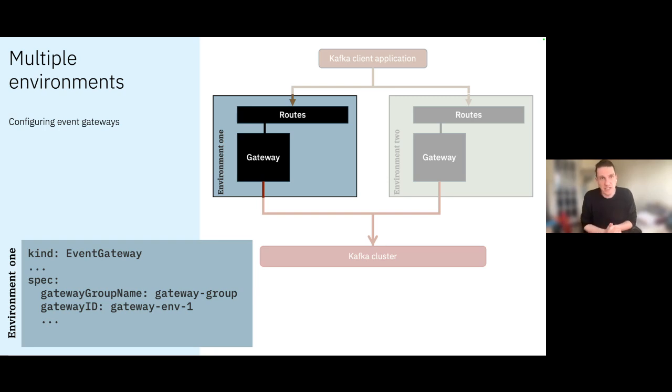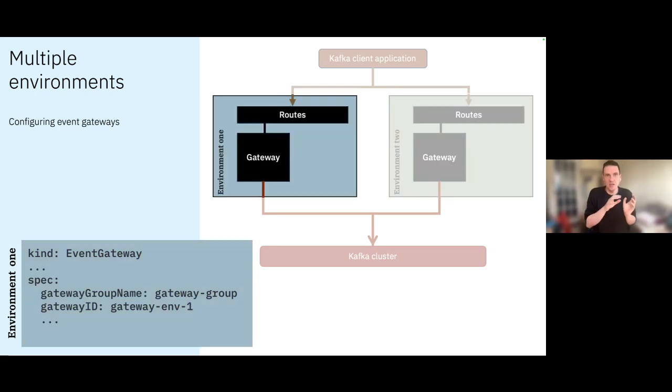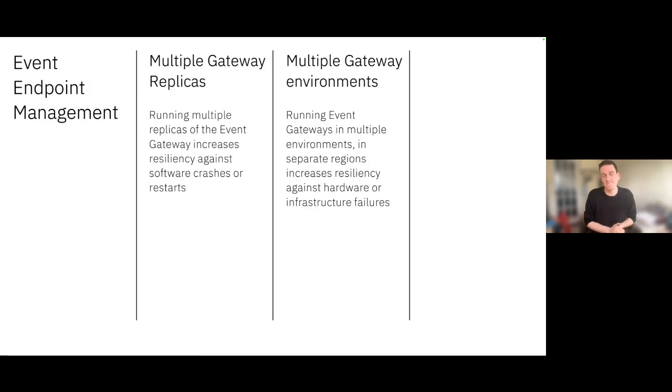And how do you configure it from the gateway side? Really pretty easy. You give each environment, the deployment in each environment, a unique ID. So you can see here I'm calling the blue environment 1 gateway env1, and I call my green right-hand side environment 2 gateway env2. But I've given both of them the same group name, and that's how you tell Event Endpoint Management that they are all part of the same logical group, so that when you publish something, it will go to all of the things in that group. So it's really simple to achieve this too. By running gateways in separate environments, it increases the resiliency, so you can handle the loss of even an entire region.